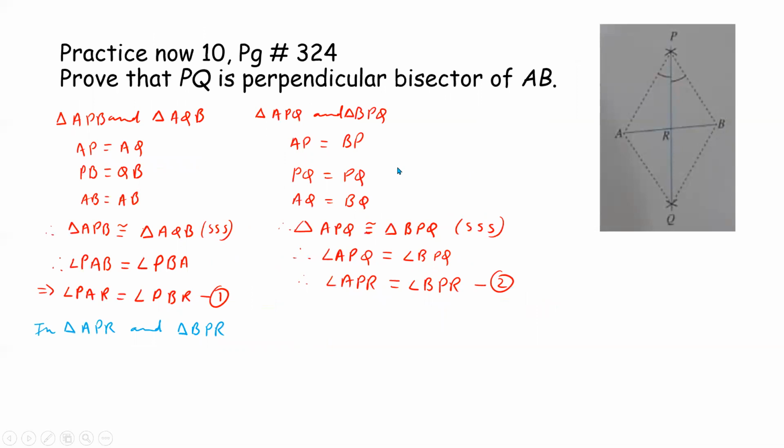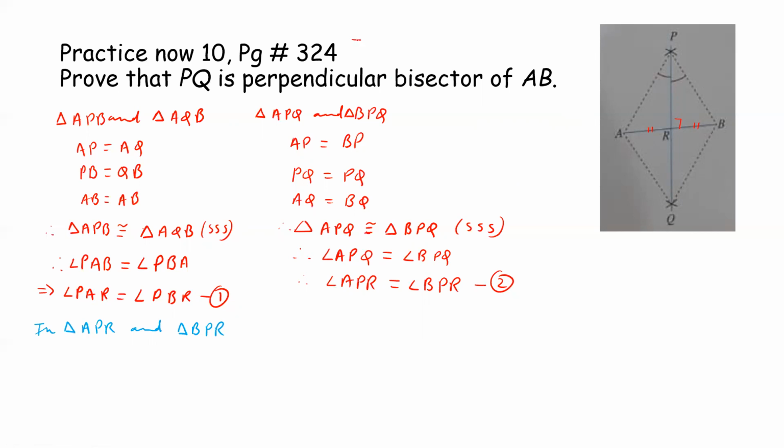And here is the next one. Some of the working is already done here and some is still left. So what do we do in this case? They say prove that PQ is perpendicular bisector of AB. So what we have to prove is that this PQ here is the perpendicular bisector. When they say perpendicular bisector, we have to prove that this is 90 degrees and this is equal to this. AR is equal to BR.